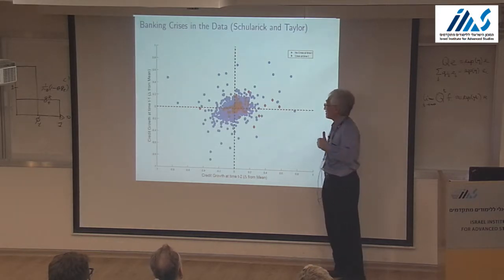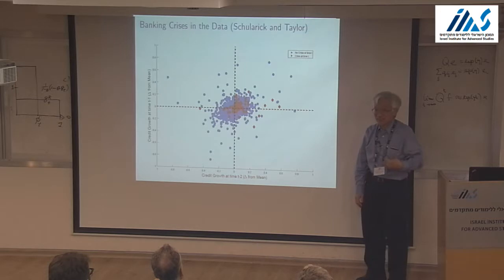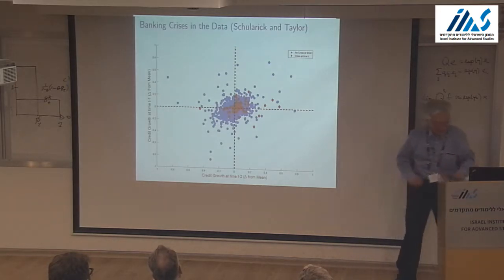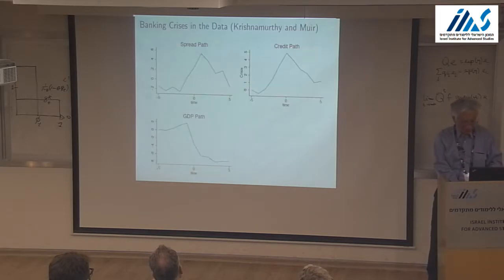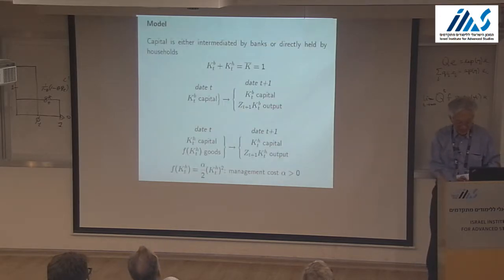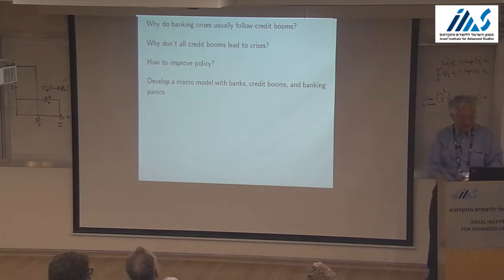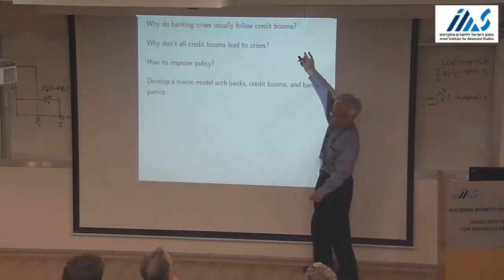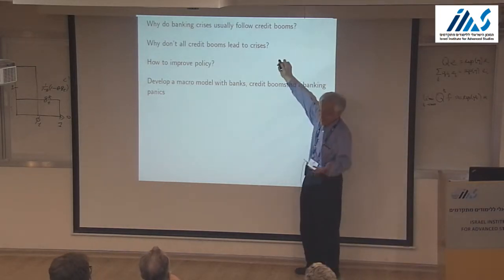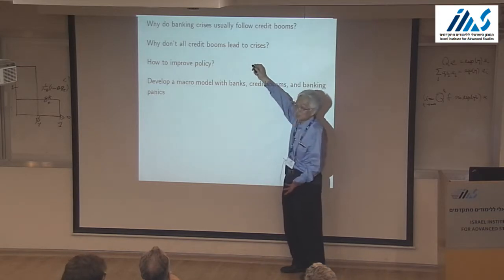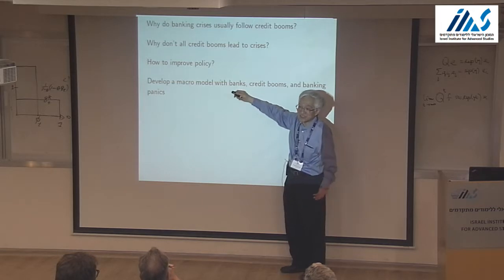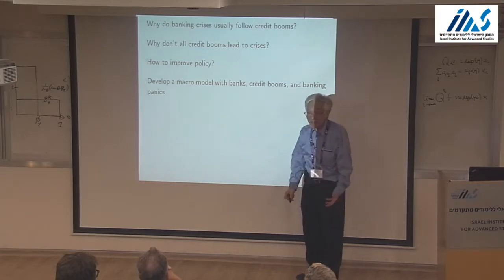Basically, credit growing 2 consecutive years doesn't mean you have a crisis. So you want a model which explains the crisis as well as the false alarm. Credit growth often leads to a crisis, but not always. And in that kind of environment, how do you do the policy? That's the question we want to ask.